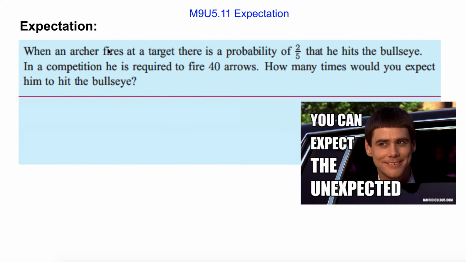Expectation looks like this, right? An archer fires at a target. He's got this probability of actually hitting the bullseye. In the competition, he fires 40 arrows. How many times does he hit the bullseye? This is just like a classic expectation problem. And I'm just going to throw you into the deep end. This is what you would do, and then we'll describe why it works this way.